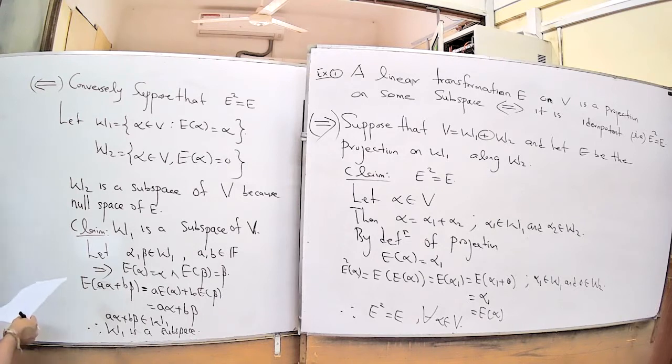Now the subspace part is done. Now we want to prove that E is a projection mapping. We shall prove that E is the projection on W1 along W2.